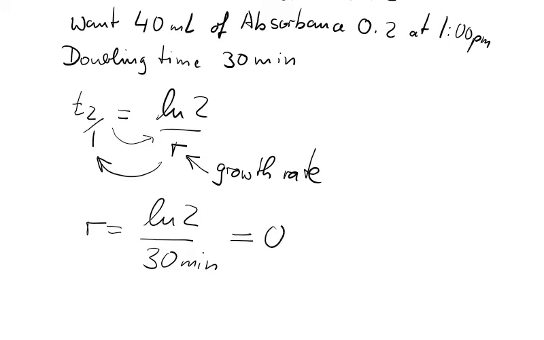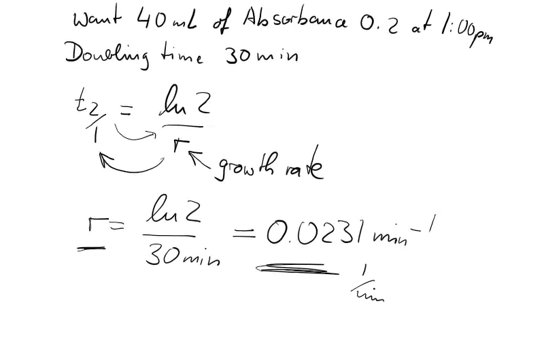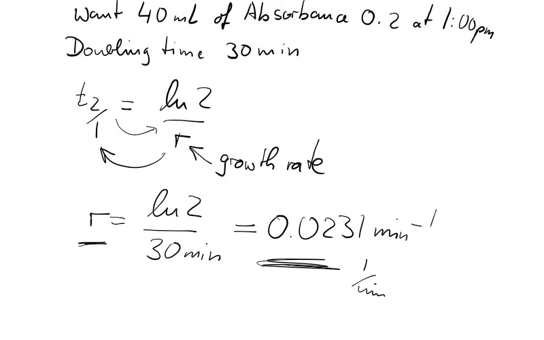So we have 0.0231 minute to the -1 or 1 over minute. Either way is good with me. So that's our growth constant. Okay, are you happy with that? It's not terribly difficult to calculate that.